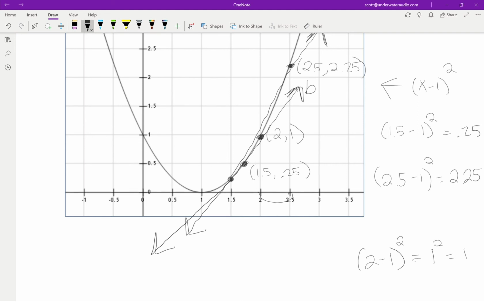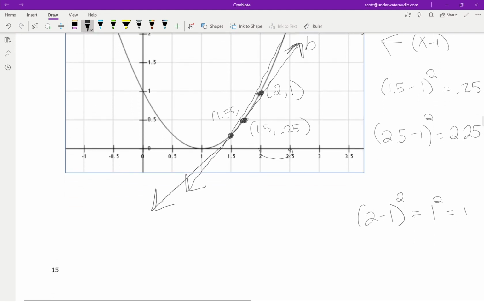This became trickier than I thought. This point right here, I'm going to label right here, 1.75. And then I'm going to do my scratch work again. 2 minus 1.75 squared. And I'm just going to put this in my calculator. Let's see, when I do that, I get 0.5625.